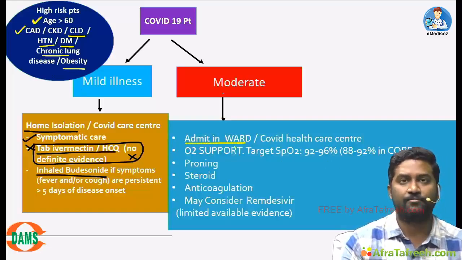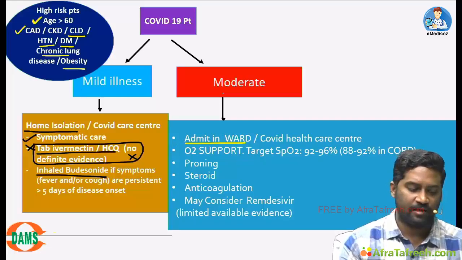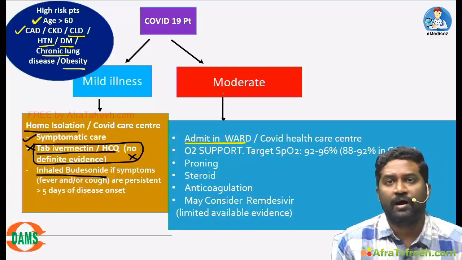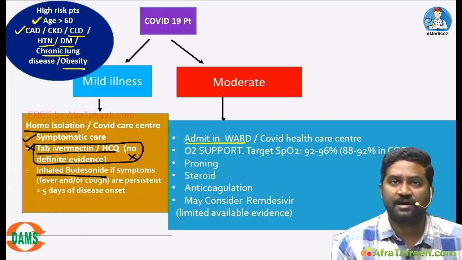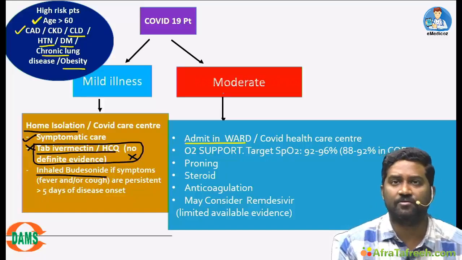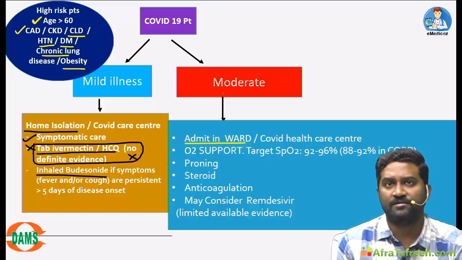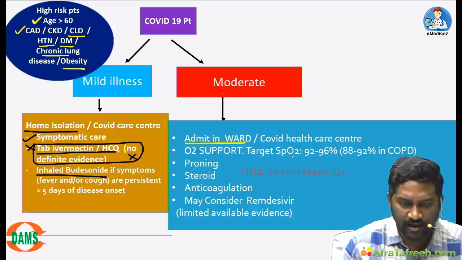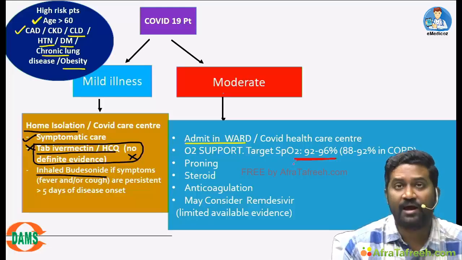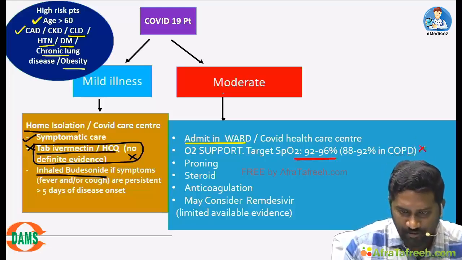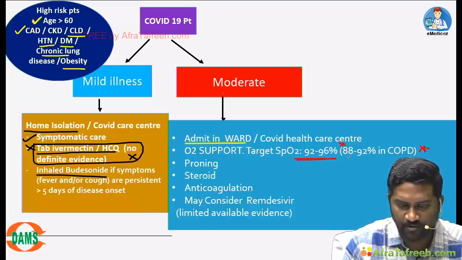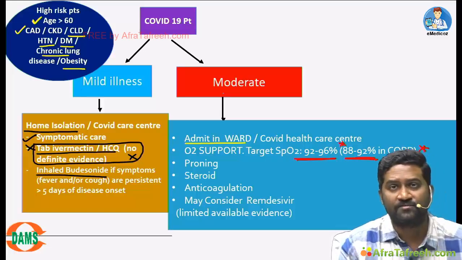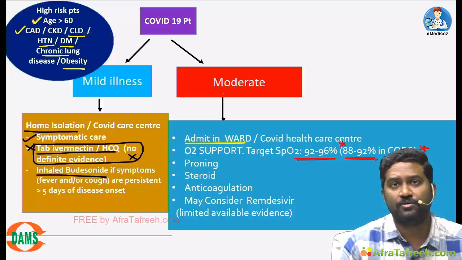You should admit him in a ward or COVID health care center. In a COVID health care center, there will be an oxygen facility. There may be no ICU, but there will be an oxygen facility and a medical officer. So these are also modified health centers with oxygen facility, and oxygen support should be given to these patients, and your target SpO2 should be 92 to 96. Whereas always in COPD, even if he is having COVID also, the target SpO2 should be maintained at 88 to 92. In COPD specifically, you should maintain 88 to 92.